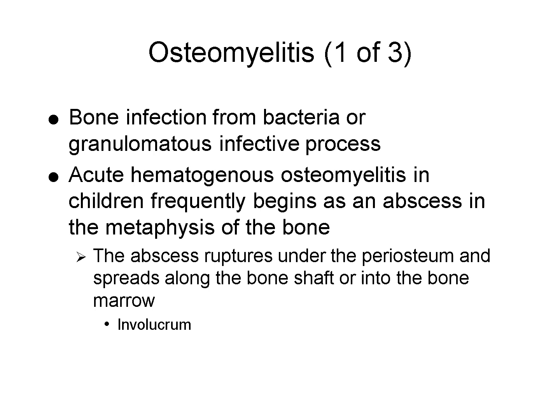Osteomyelitis in children is often caused by bacterial infection, typically beginning as an abscess in the metaphysis of long bones. The infection can rupture through the periosteum, spreading into the marrow and along the bone shaft. This leads to the formation of a bony covering called an involucrum. Prompt recognition is essential to avoid long-term damage.